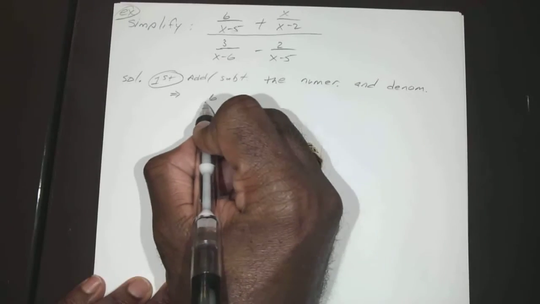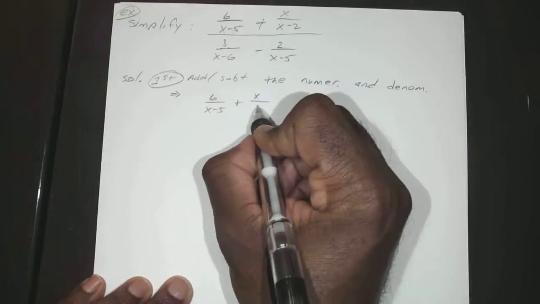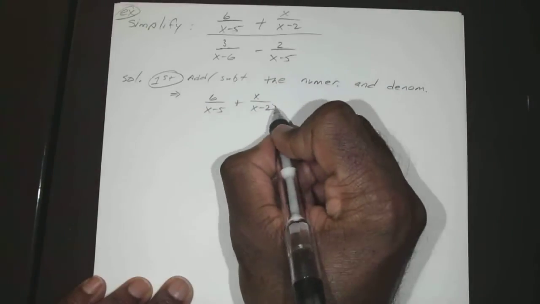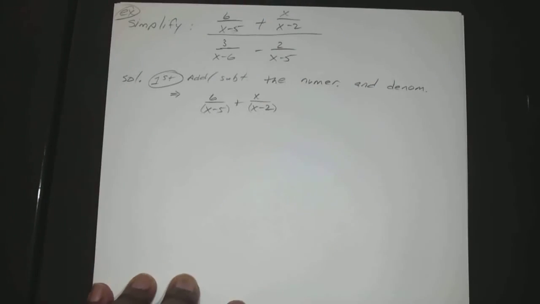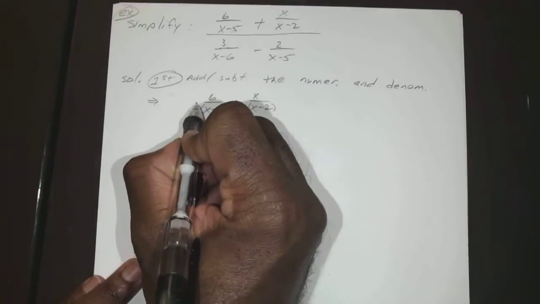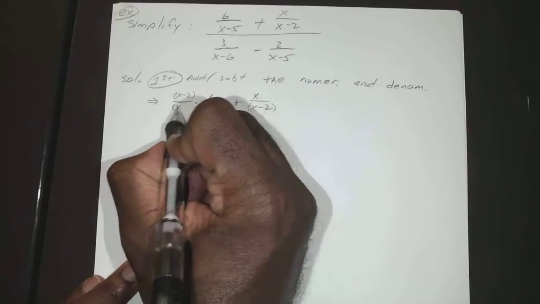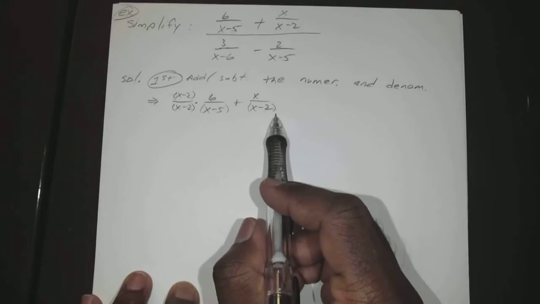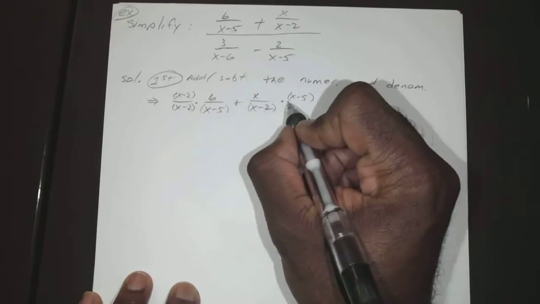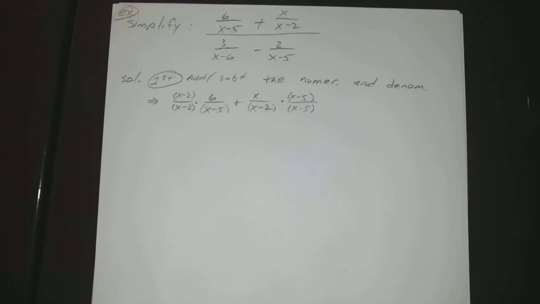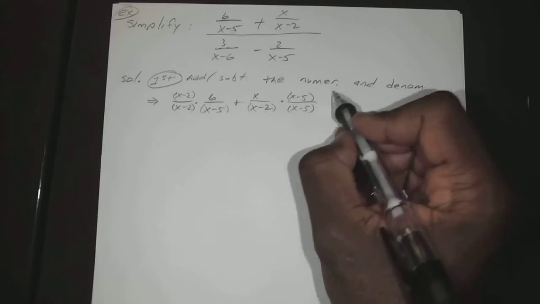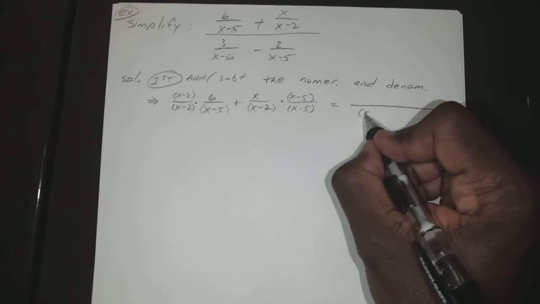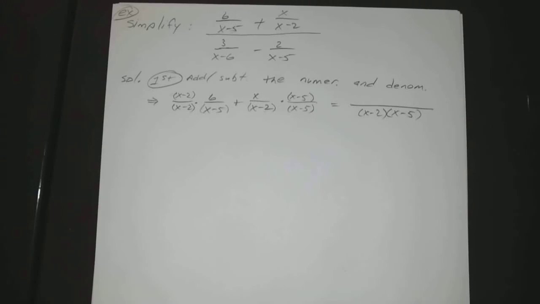Okay, so that means our 6 over x minus 5 plus x over x minus 2, we can go ahead and put parentheses around that since we're going to be multiplying. We have an x minus 2 over here, so this side we're just going to multiply by x minus 2 over x minus 2. And this side, we're going to multiply by x minus 5 over x minus 5. So both denominators are x minus 2 times x minus 5, which means it's going to be something over x minus 2 times x minus 5.